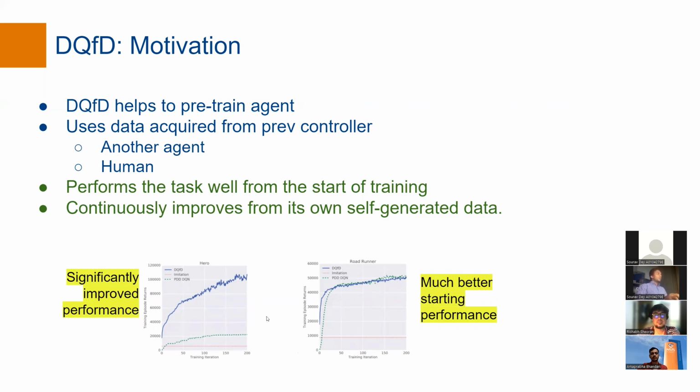The couple of graphs you see over here are actually from the paper itself, implementing two Atari games, Hero and Roadrunner. On the left, you see the game Hero. You can see that there is significantly improved performance on the DQfD graph as compared to the DQN graph. Adding to that, the starting performance itself is significantly higher on DQfD than in the DQN implementation.